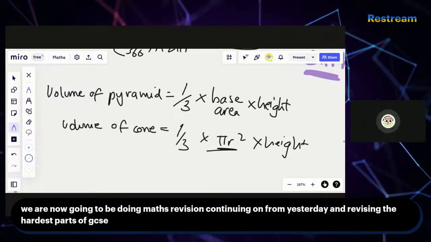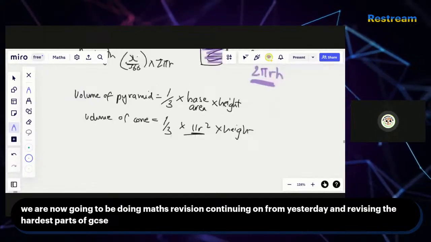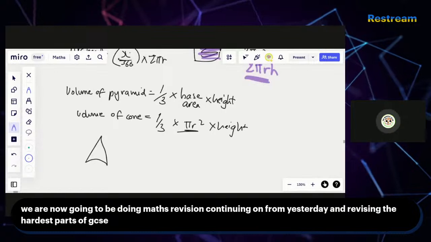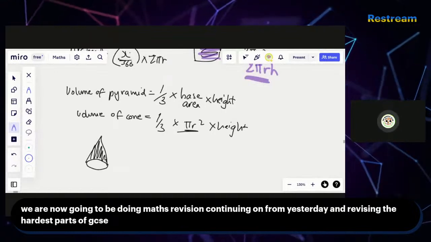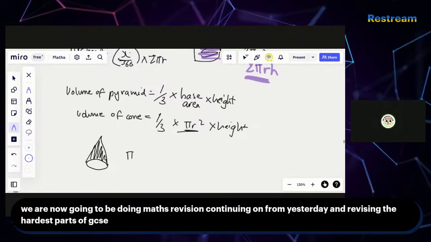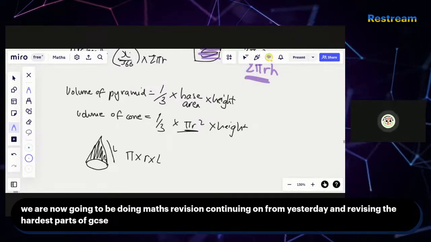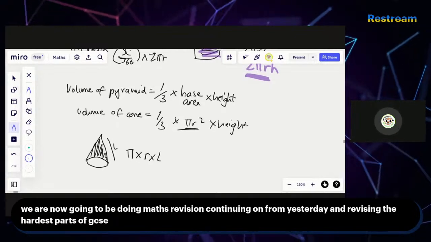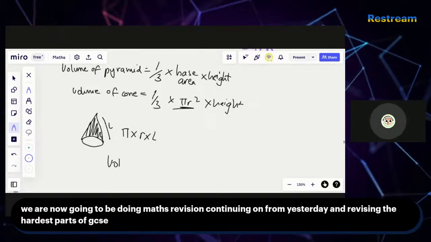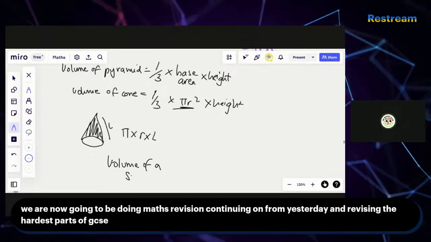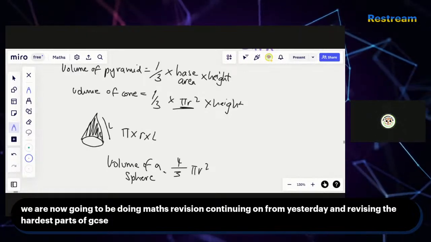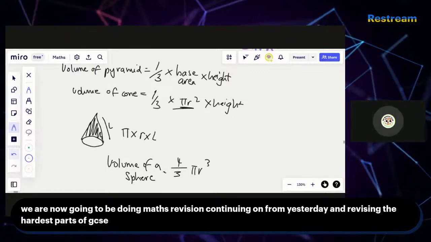Now the curved surface area of a cone, when we're talking about that, the curved surface area is this bit here. So the curved surface area of a cone is pi times r times L, where L is the slant height. And then the base of the cone would just be pi r squared. And finally, the last one, the volume of a sphere is 4/3 times pi r cubed. 4/3 pi r cubed.